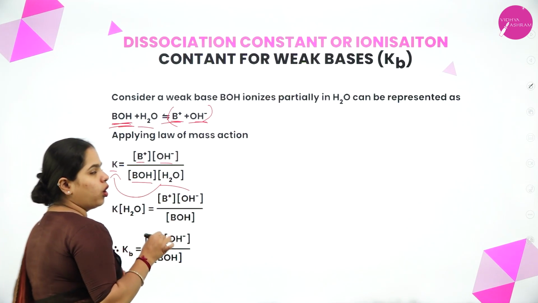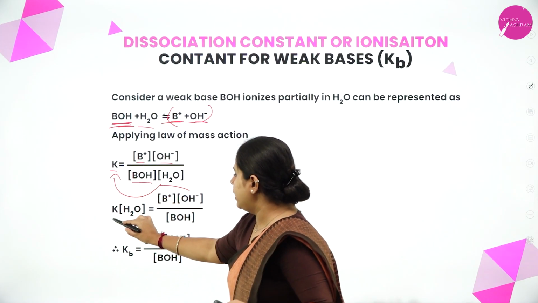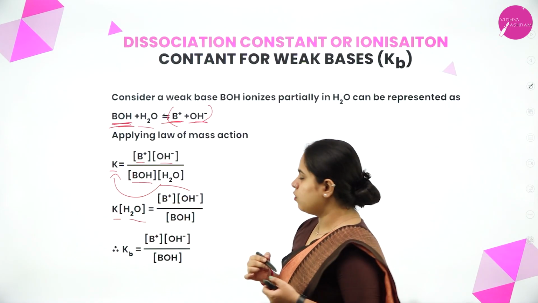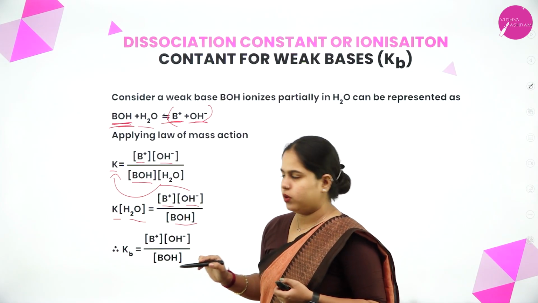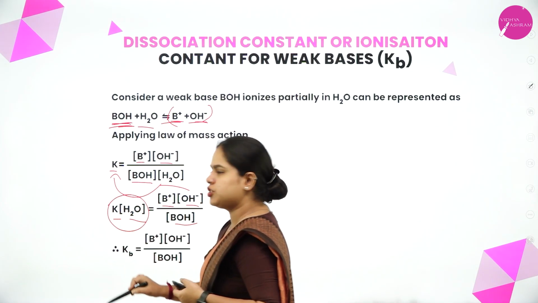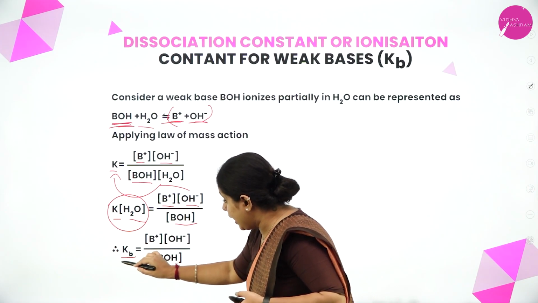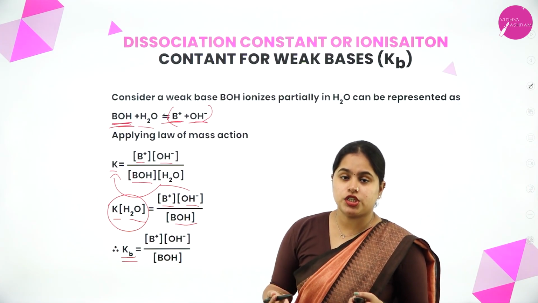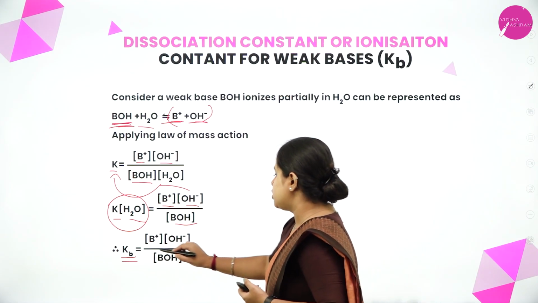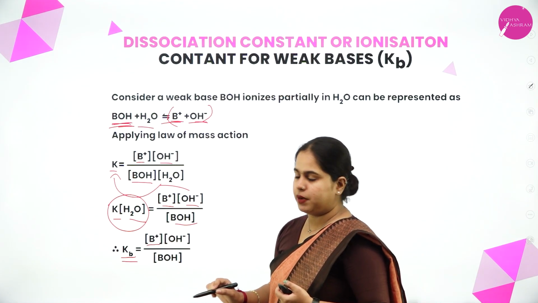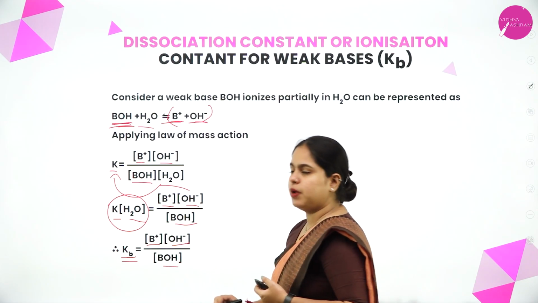Again we are going to take the water to the other side. So you will get K into the molar concentration of water, which will be equal to whatever is left here, B plus, OH minus and BOH. Now what is K into the molar concentration of water? It will be Kb, that is the dissociation constant or ionization constant of a weak base, Kb. So it will be the molar concentration of B plus into OH minus divided by BOH.